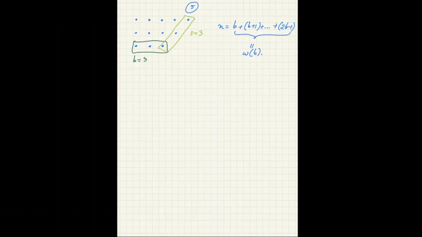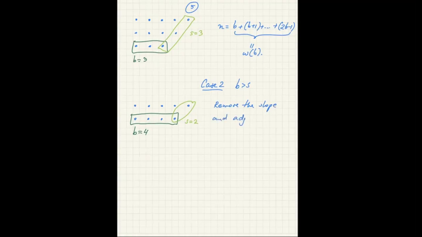Case 2 deals with b greater than s. So let's do a picture here of b greater than s. So let's take, in this situation, b is here, b is 4, and s is here, s is 2, so b is greater than s. In this case, what we do is we remove the slope and we put it at the bottom of the diagram.